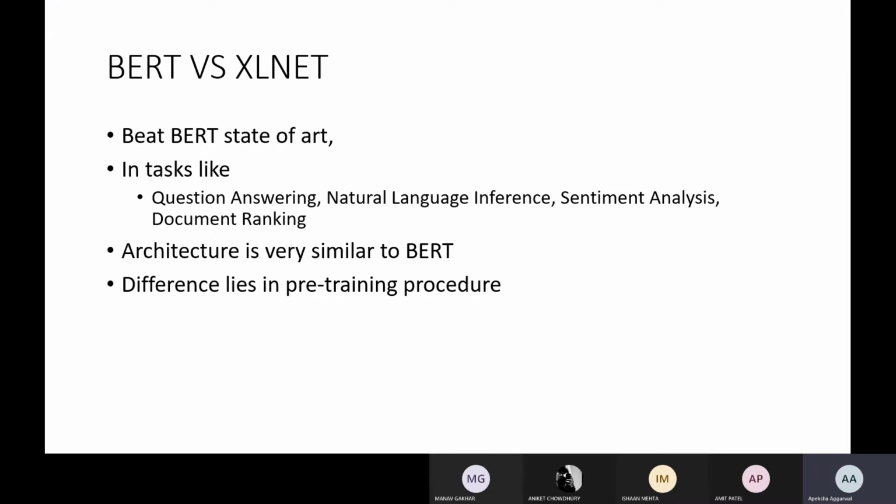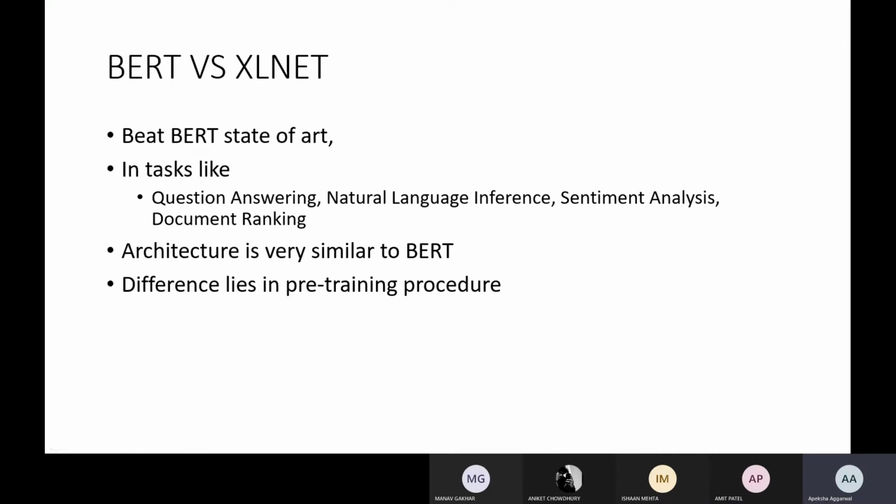Now, BERT we have discussed already in the last class. It can perform so many things like question answering, natural language inference, sentiment analysis, document ranking, and it performed really well. The architecture of XLNet is similar to BERT, but with one modification, and that modification lies in the pre-training procedure. We will see how and why it is required.